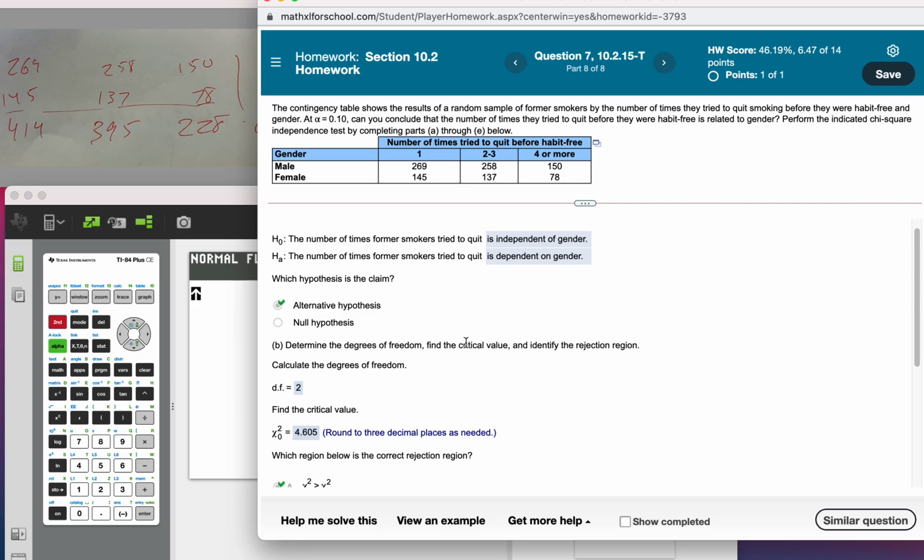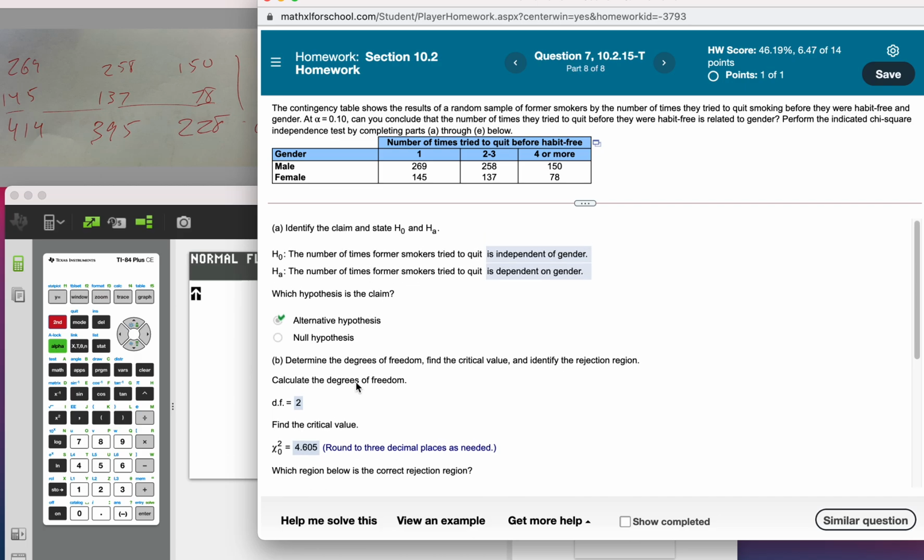Determine the degrees of freedom. Okay, hopefully you've looked at the notes, but the degrees of freedom comes from how many rows and columns there are. So there's 3. Actually, that's columns. How many columns there are? There's 3. And how many rows there are? There's 2. We're going to take the number of columns minus 1, so 2, times the number of rows minus 1, which would be 1. So 2 times 1, that gives us a degrees of freedom of 2.